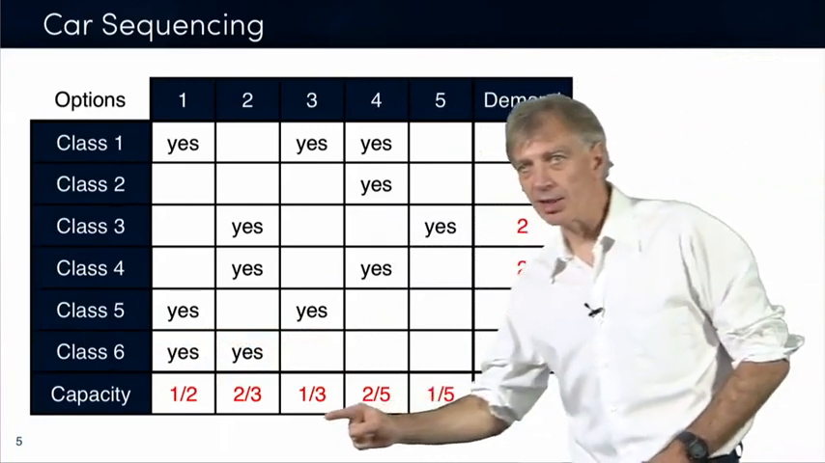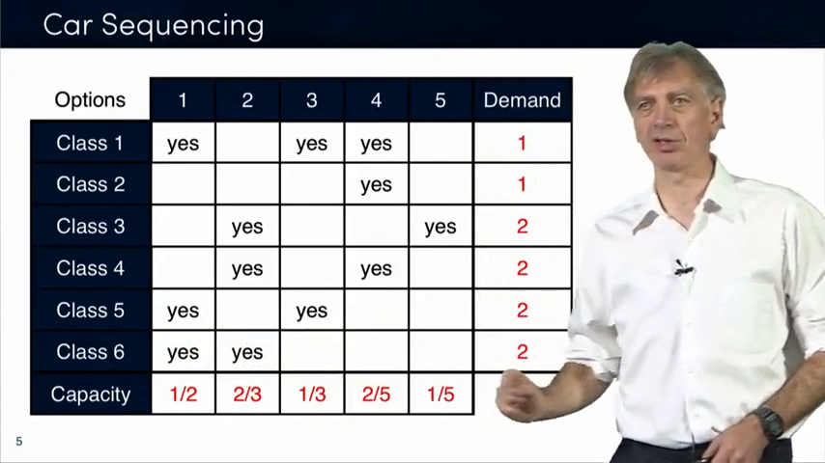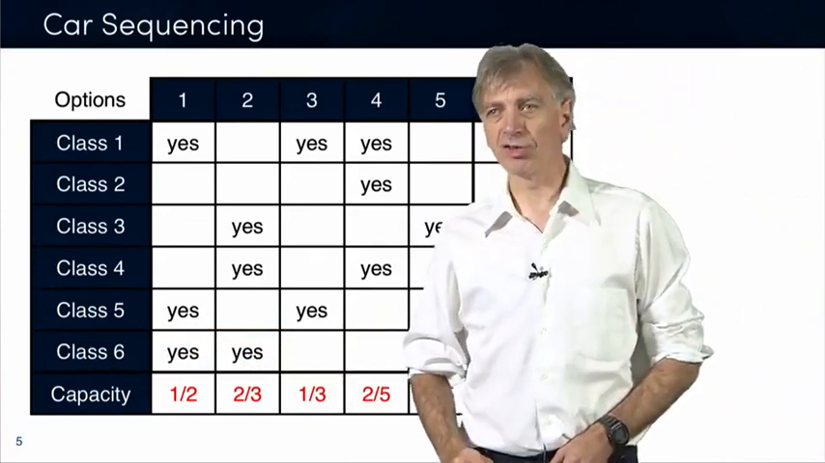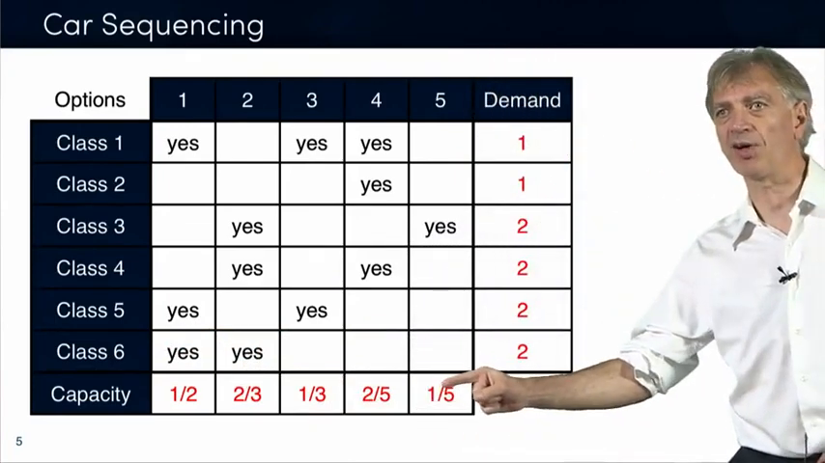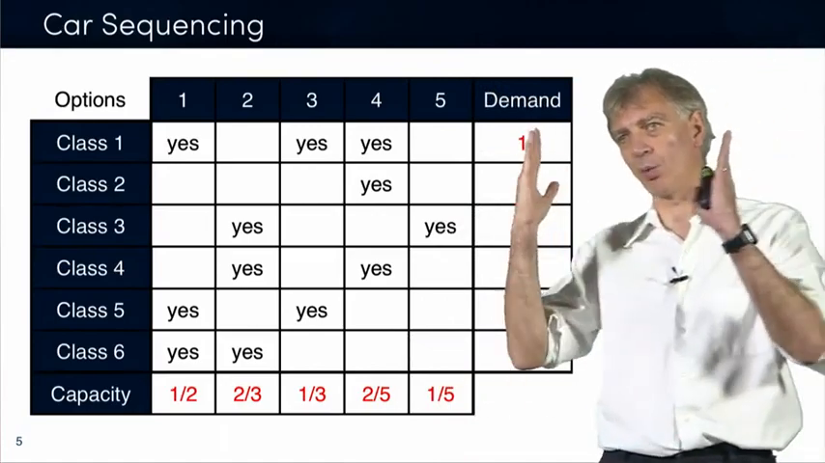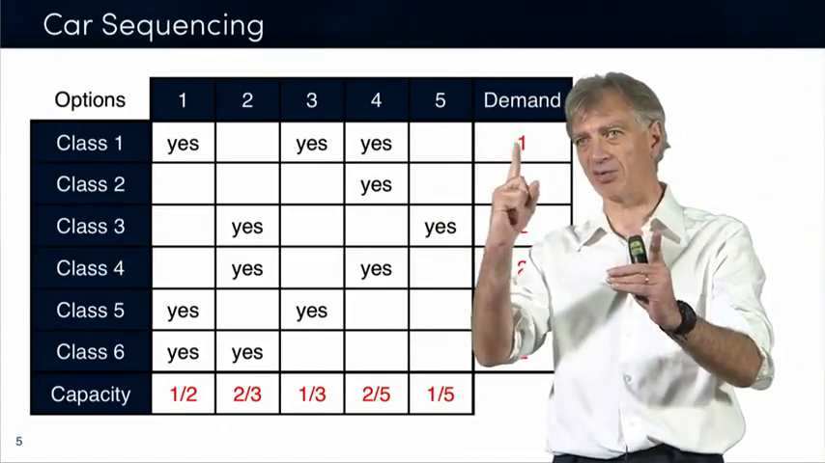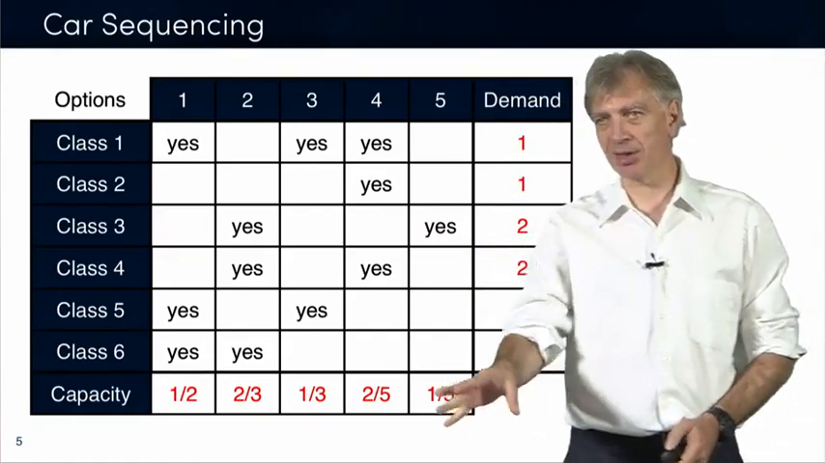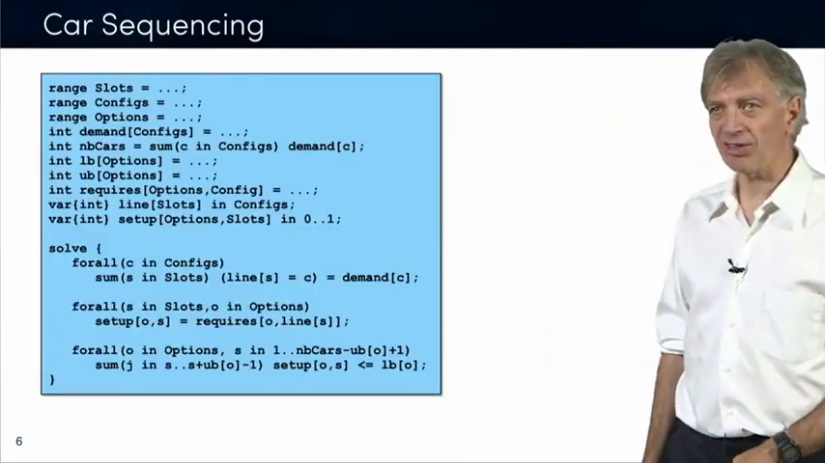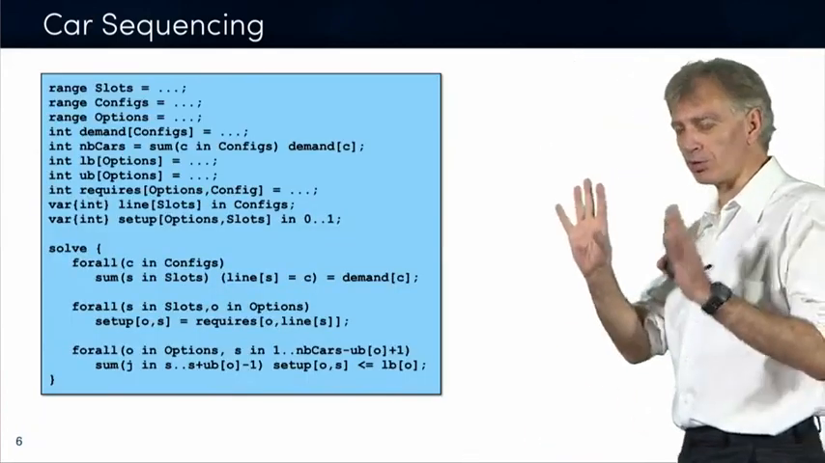Okay, now these are the production units for every one of the options. Look at this option here. This is option 5. This is 1 out of 5. Once again, a window of 5 slots, only 1 car of that type. That's the example that I will use later on. So this is the model. It's a beautiful model.